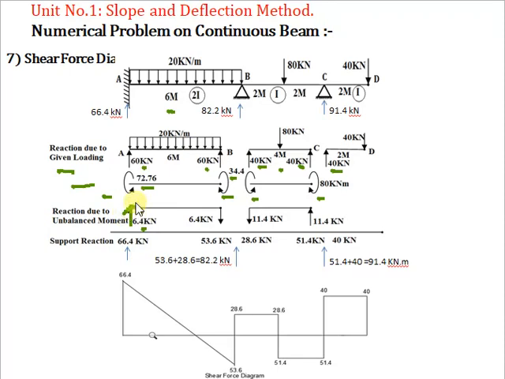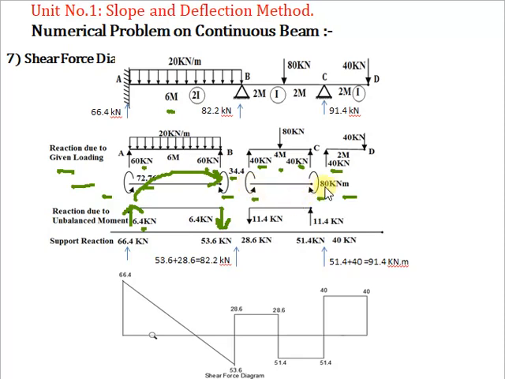So it will get added into this 34.4 kilonewton meter moment. Okay, so it both will get added and balance this 72.76 kilonewton meter moment. Once it is shown here, then at the far end show a force of the same magnitude in the downward direction, 6.4 kilonewton. Now let's discuss the span BC.